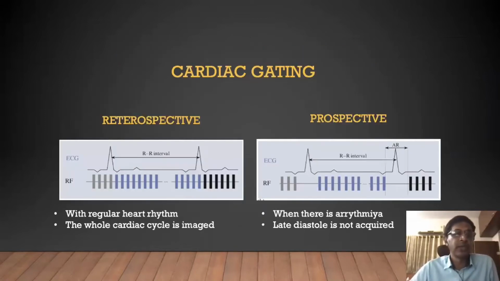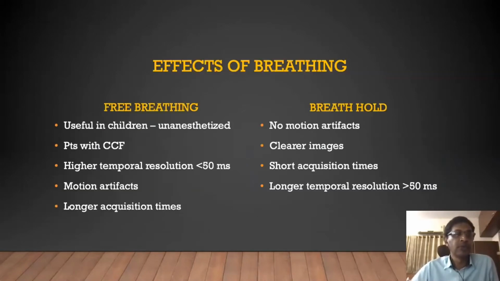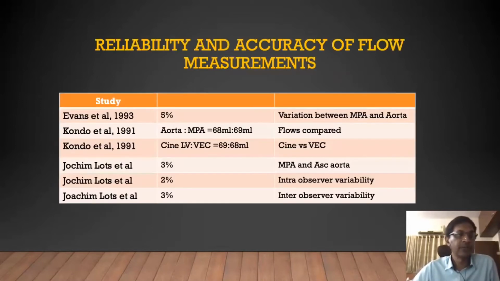Now, we could use either prospective or retrospective gating, each with its own advantages and disadvantages. We could also do this imaging with either free breathing or breath hold. Free breathing images are very useful in small children who are not anesthetized and ventilated, and also in children and adults who are finding it difficult to hold their breath, especially if they are in congestive cardiac failure.